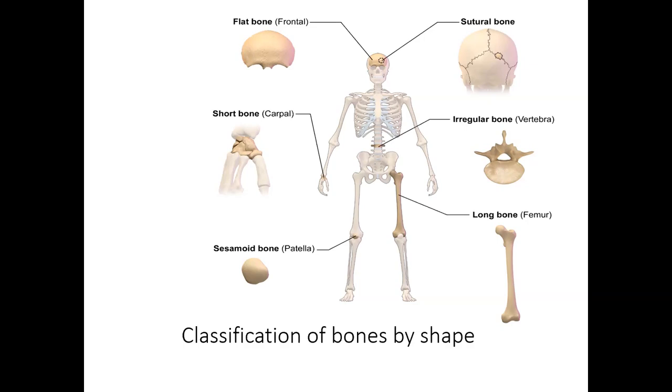Next, you have a short bone. An example of short bones are those small bones that are located in the carpals of your wrist. Irregular bones, for example, your vertebrae. Irregular in that it has several different shapes associated with it. You have your sesamoid bone, which is like the patella, and then a long bone, which would be the femur.